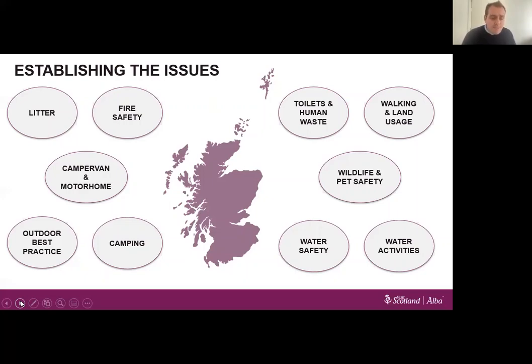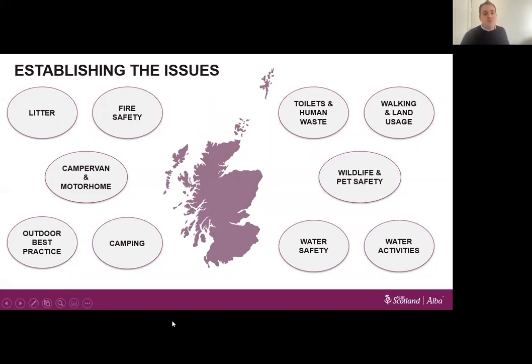So as the group established, the key themes that we really took on board initially, on top of the ones that you see here, were very much around a focus on litter, motorhoming responsibly, water safety, wildlife and pet safety, land usage, and wild camping. And although we had the other issues, these are the ones that we really focused on to start with, to really get those messages out.